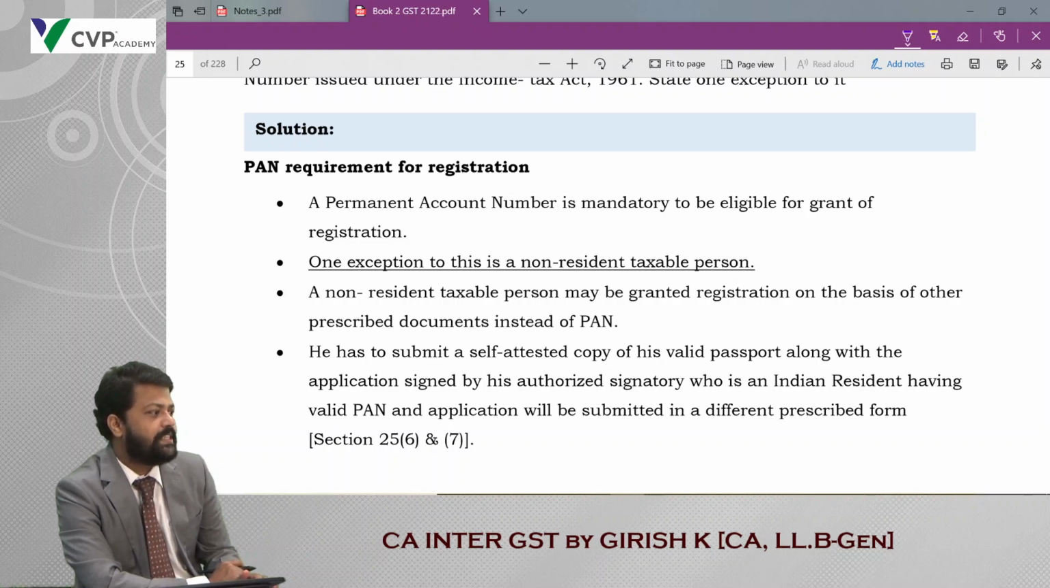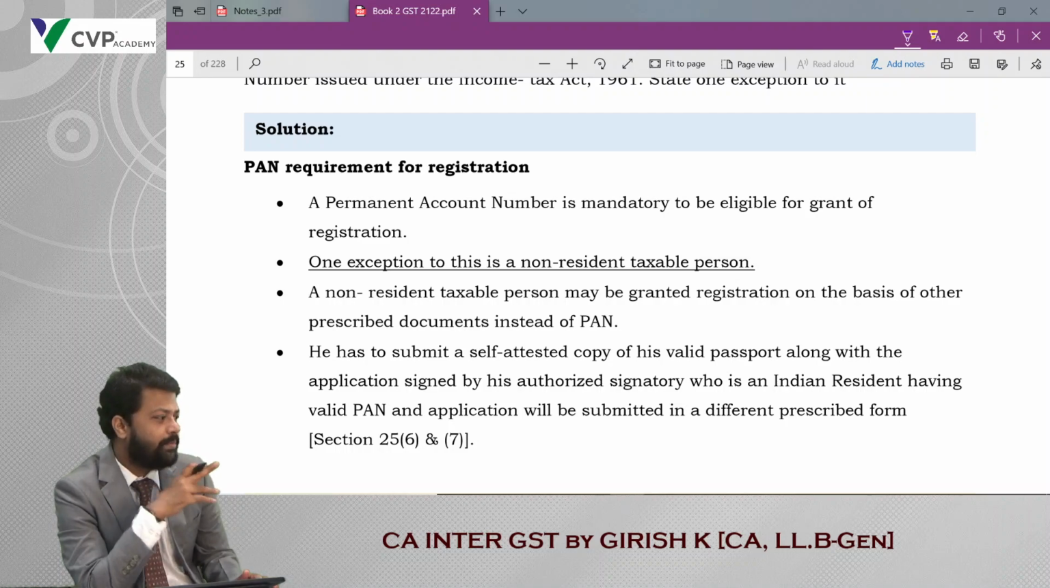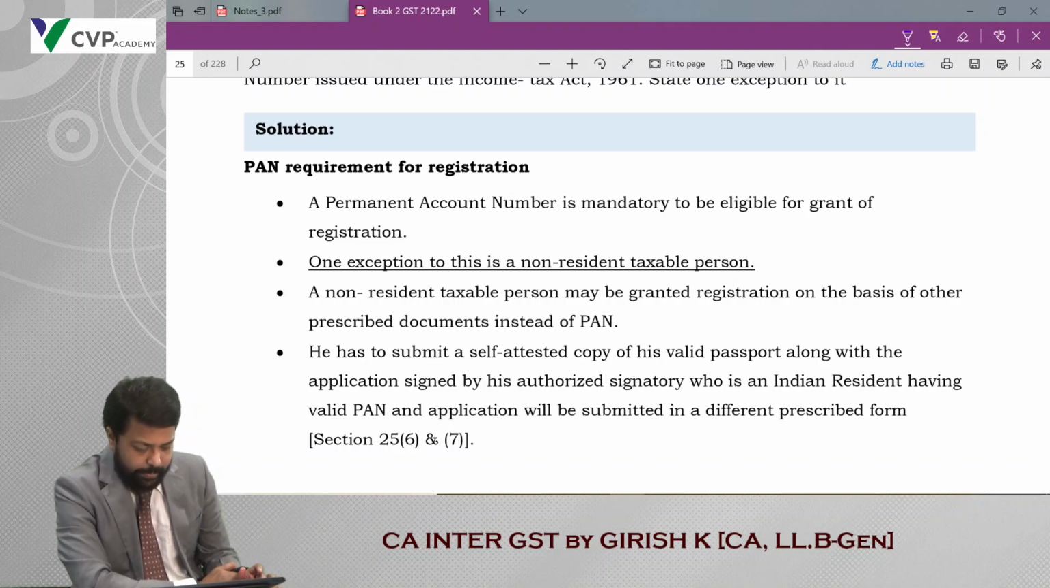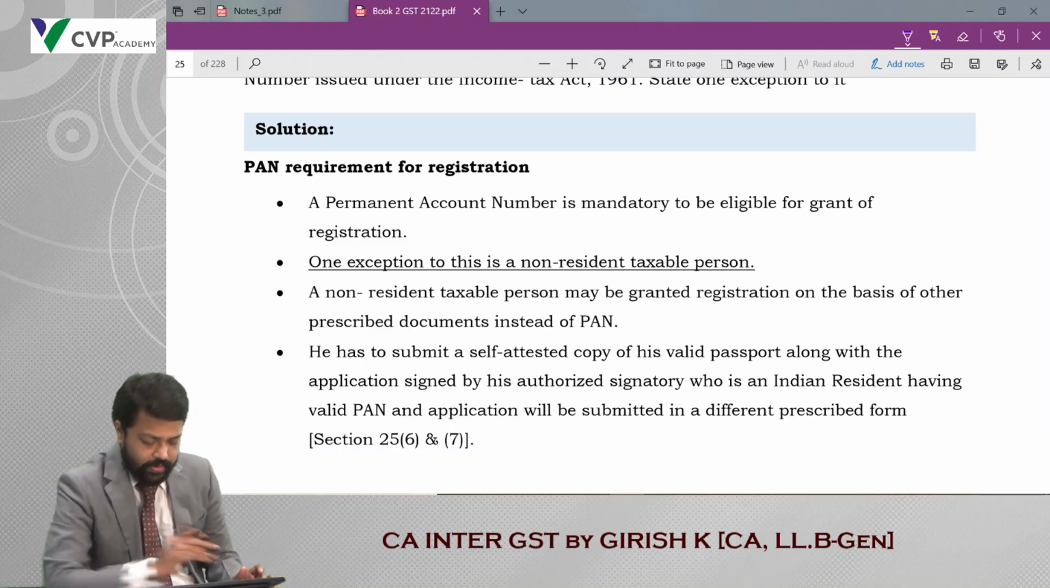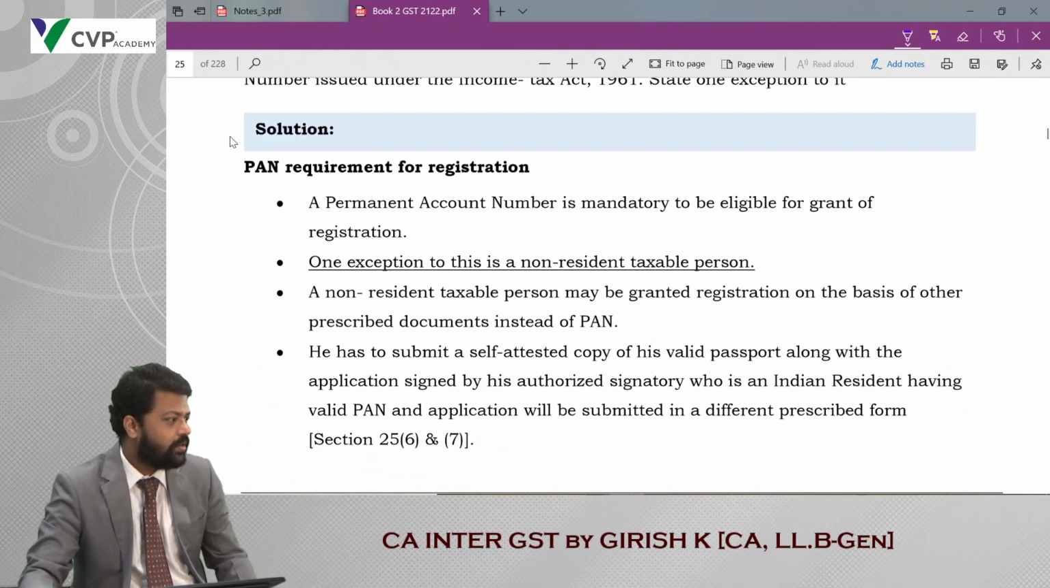He has to submit a self-attested copy of a valid passport, or the income tax details of the respective country. Application signed by an authorized person who is an Indian resident having PAN will be submitted. So that is also an approved document for NRTP.